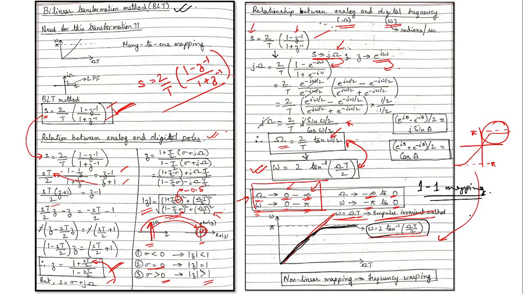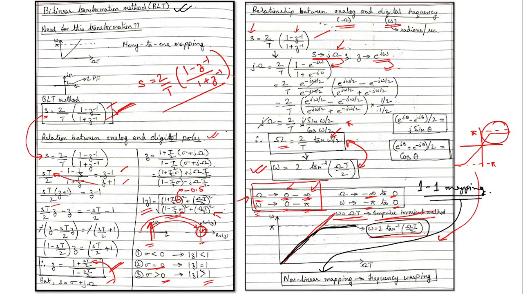There is only one to one mapping. Okay, so it is a very good sign that we are having only one to one mapping, that each analog frequency will be mapped to a specific digital frequency. However, the problem here is that this one to one mapping is a non-linear mapping.